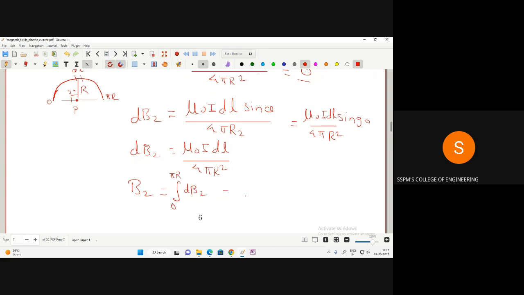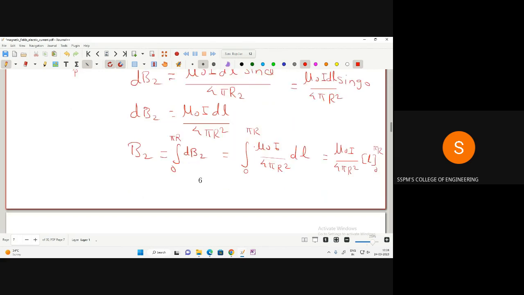of dB2 is equal to integration 0 to pi r mu 0 I divided by 4 pi r square dl, where integration of dl is L, remaining parameters are constant, mu 0 I divided by 4 pi r square, and integration of dl is L, limit 0 to pi r. Substitute upper limit pi r, we get B2 is equal to mu 0 I divided by 4 pi r square multiplied by pi r.